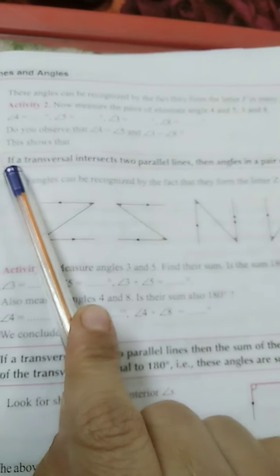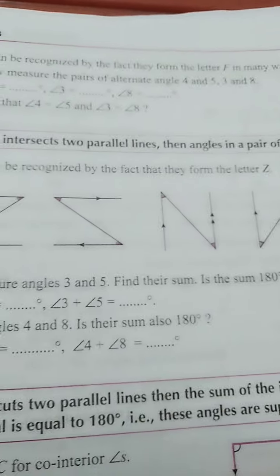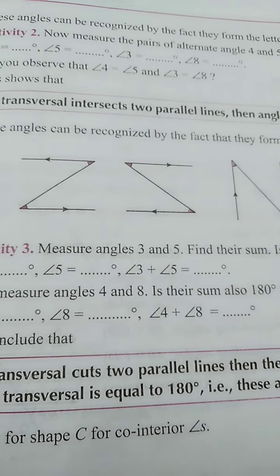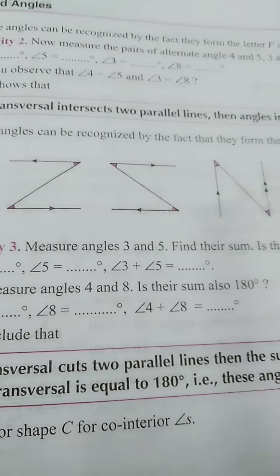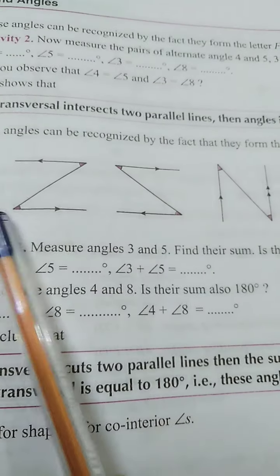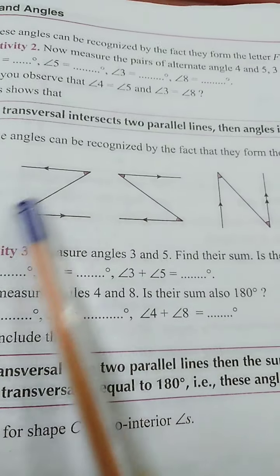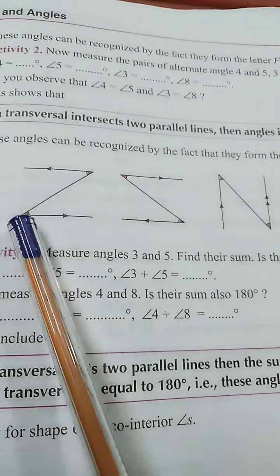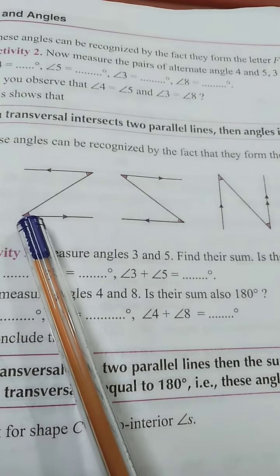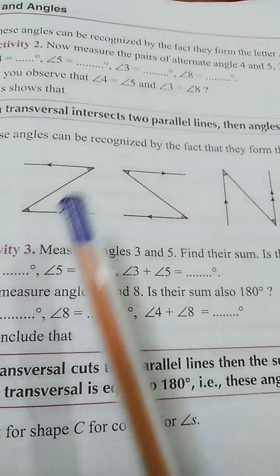Now next, if a transversal intersects two parallel lines, then angles in a pair of alternate angles are equal. That means when a transversal intersects two parallel lines, then alternate angles are equal. In the given figure, you can see these are the two parallel lines intersected by a transversal. Then you can see the colored angles. They are called alternate angles and they are always equal if the lines are parallel.